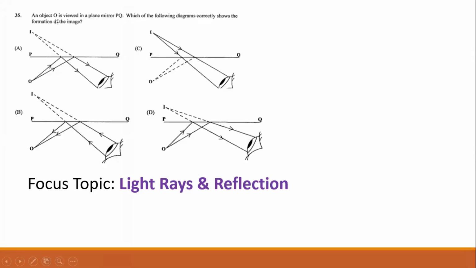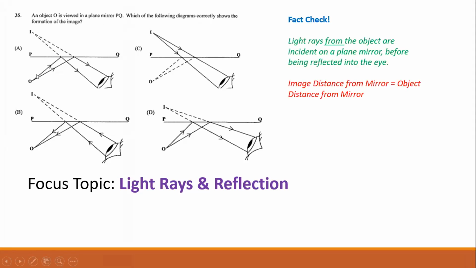Number 35, we have an object O that is viewed in a plane mirror, PQ, and we are asked to identify which diagram shows the formation of the image. Now, the light rays from the object will be reflected from the mirror line and into the observer's eye. That's one thing we need to note. And also remember that for images formed from plane mirrors, the distance that the object is from the mirror is equal to the distance that the image is from the mirror as well. So that's why D is not the answer, because the distances here are not the same. So that leaves us with option A.